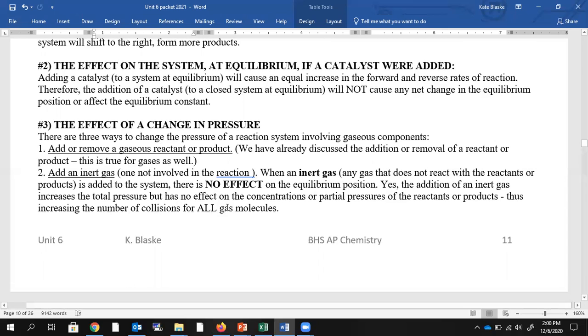We can change pressure, or we can change volume to cause a change in pressure if we have all gases. We can do this in a couple different ways. One way is to either add or remove a gaseous reactant or a product, which is going to behave the exact same way as changing concentration. As a matter of fact, in that reaction, we actually talked about having gaseous reactants and gaseous products. The nitrogen and the hydrogen are gases. So that's just going to act just like before. That reaction is going to shift away from an addition and towards a removal.